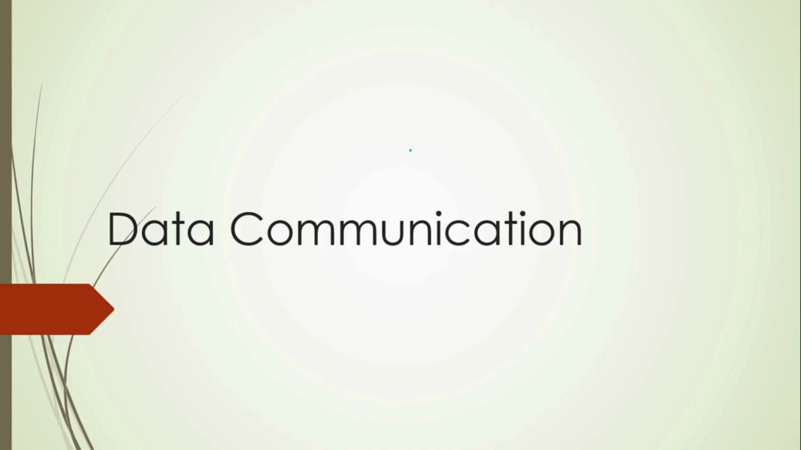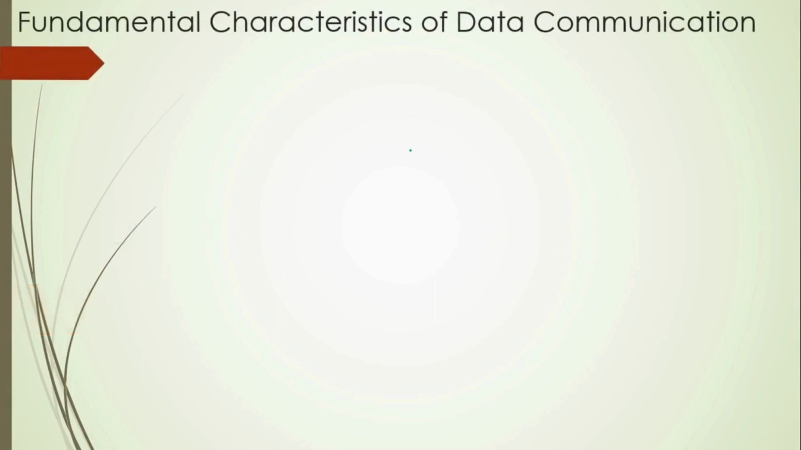Communication is the transfer of information from one person to another. That means after collecting the information, if you transfer it from one person to another, that is known as communication. So data communication is the process of transferring data from one place to another between two locations. So what are the fundamental characteristics of data communication? There are 4 fundamental characteristics that we will learn here.